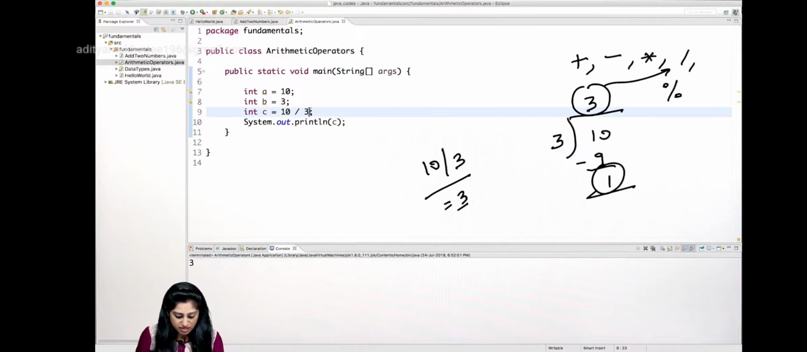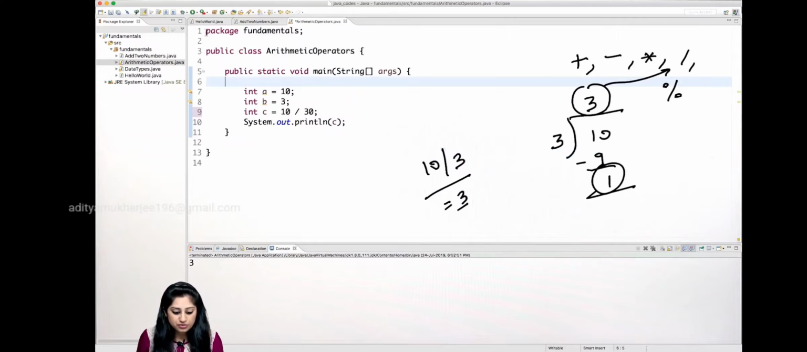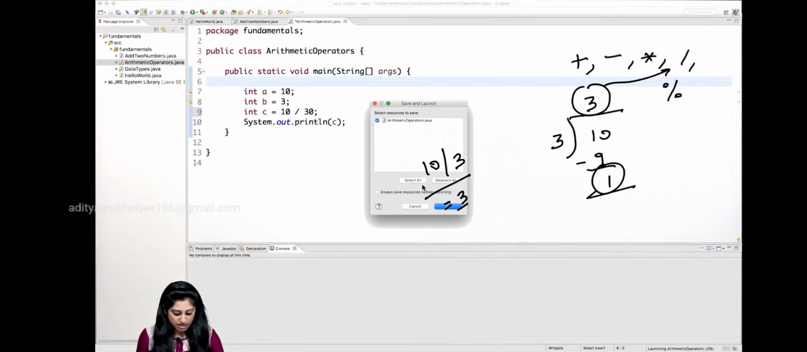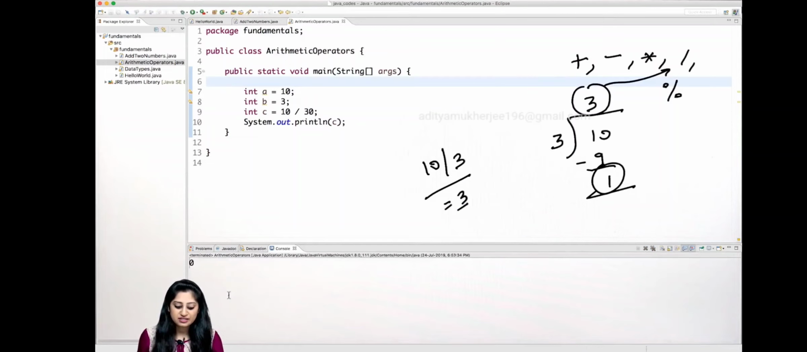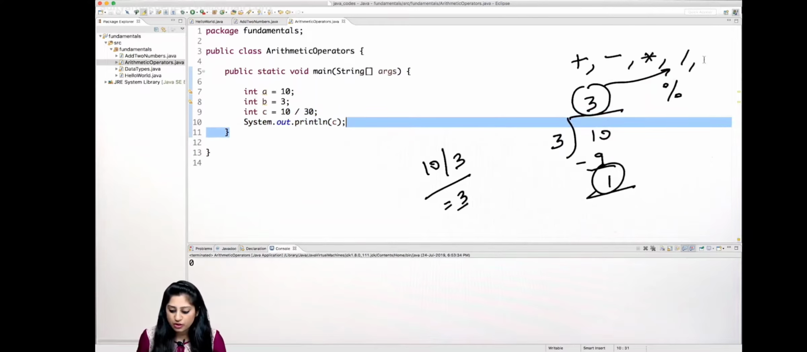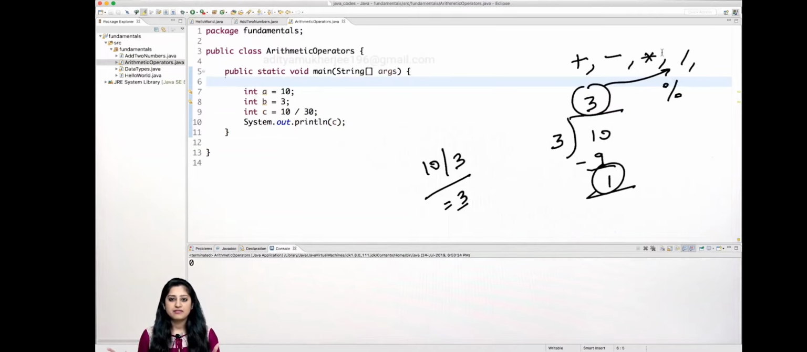Similarly, let's say this had been 10 by 30 maybe, that is 1 by 3 effectively. What do you think the answer would have been? The answer in this case would have been 0, right? Because 10 by 30 is 0 point something, and because it's an integer, we will store it as an integer. So just keep that in mind, the answer is going to be a 0 and not a decimal number. Okay, so this was what we were talking about: plus, minus, multiply, divide, and mod.